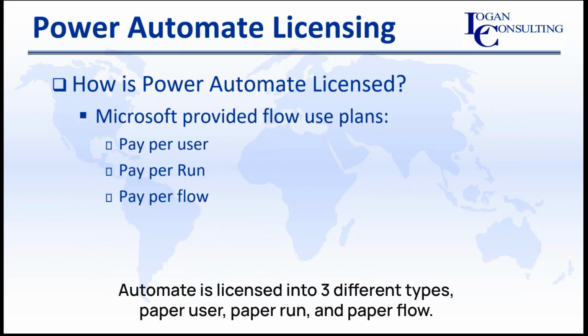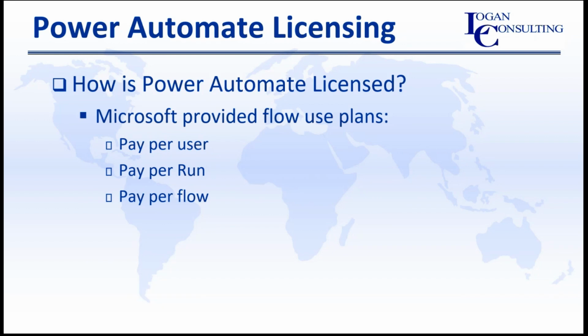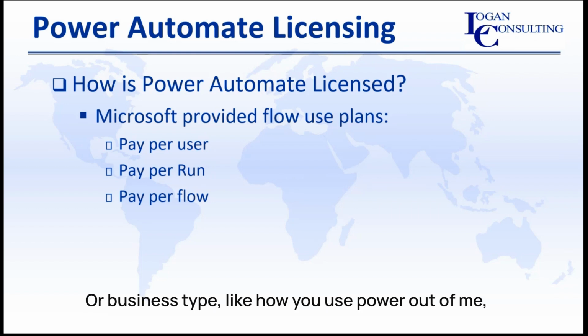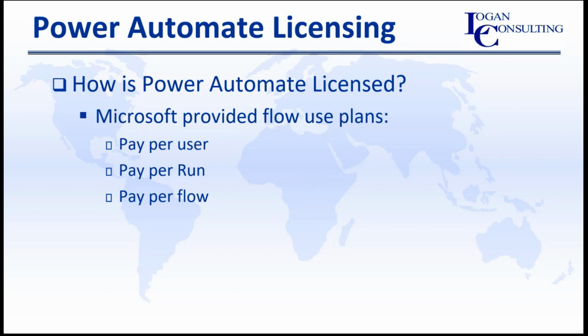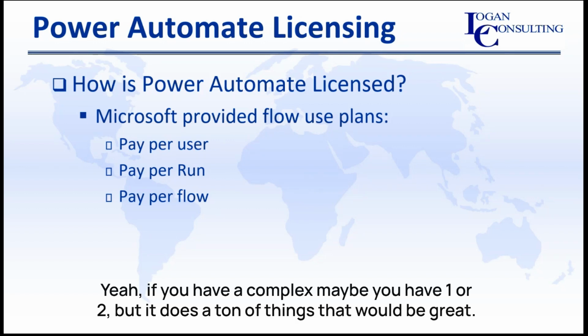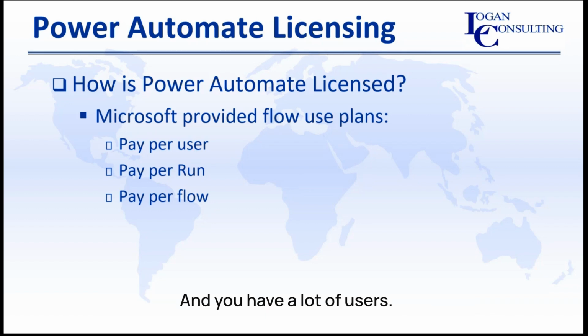So Power Automate is licensed into 3 different types: pay-per-user, pay-per-run, and pay-per-flow. Would anyone be able to give an example of a business that could benefit from pay-per-flow, or business type, like how you use Power Automate? Probably one of those complex ones that you're talking about. A large business. Well, if you have a complex, maybe you have 1 or 2, but it does a ton of things. That would be great. And you have a lot of users, that'd be a perfect option.